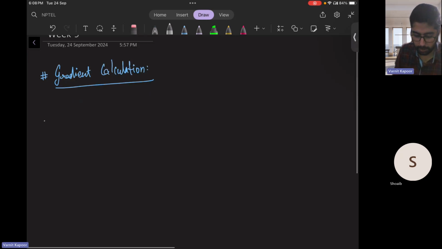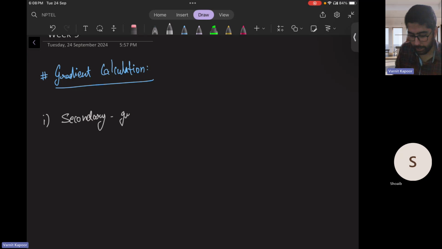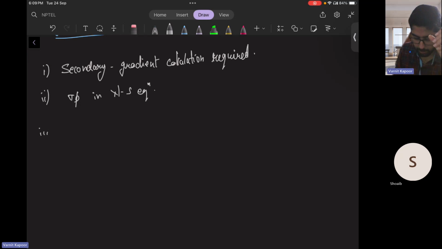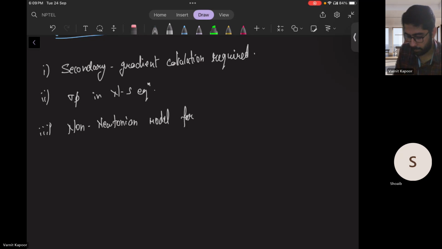First scenario: secondary gradient calculation required. Then the gradient of P is there in the Navier-Stokes equation. Then third is your non-Newtonian model for viscosity.